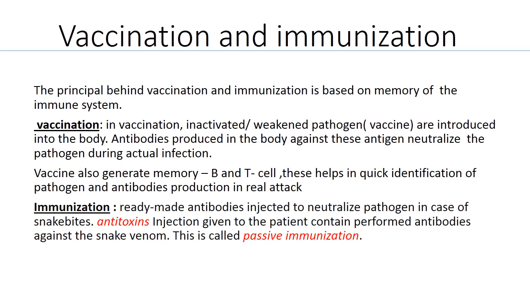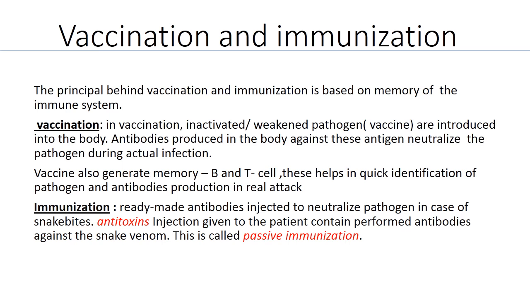And what is meant by vaccine? Vaccine is nothing but an inactivated or weakened pathogen. So this is known as a vaccine. When we are injected with the vaccine, it will stimulate our immune system. When the immune system is stimulated, it will produce antibodies to neutralize the pathogen. But we are injected with an inactive pathogen so that we will not suffer from disease.